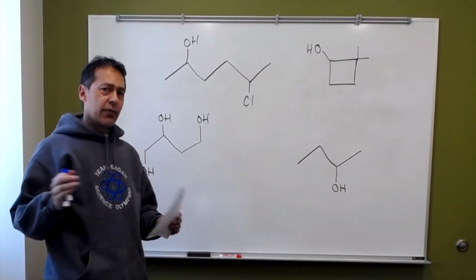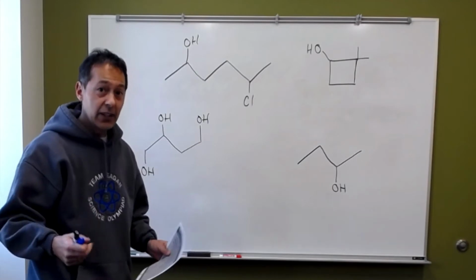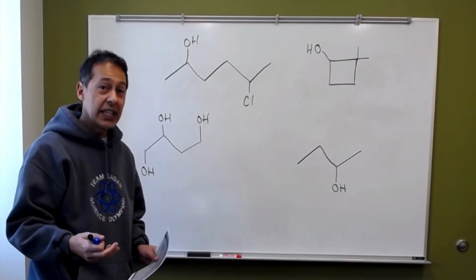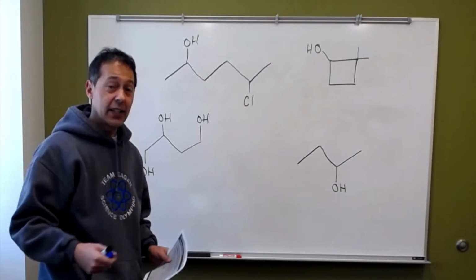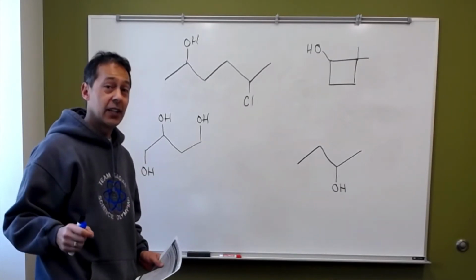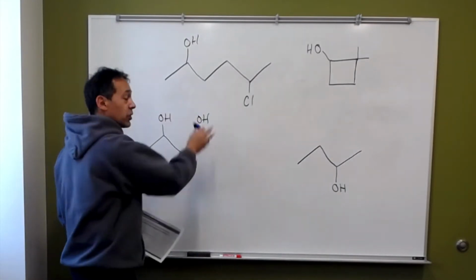Now remember, if it was saturated it ended with ANE. If it had a double bond, it was ENE. If it was a triple bond, it was YNE. Now, if it's an alcohol, it'll end in OL. Okay, so I'm going to get one started here.